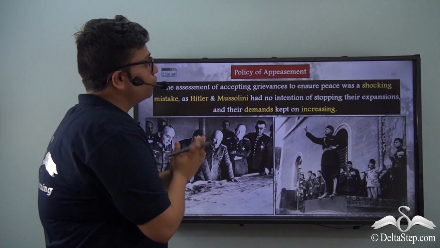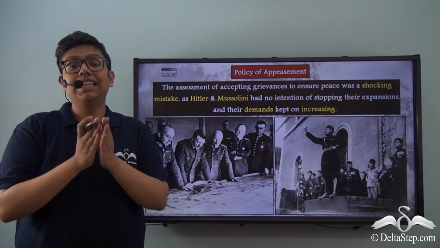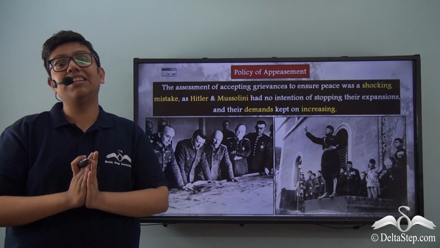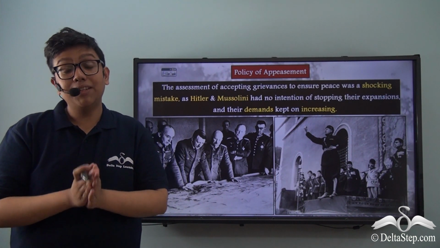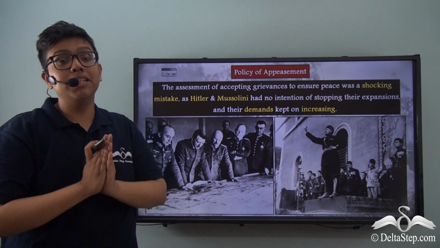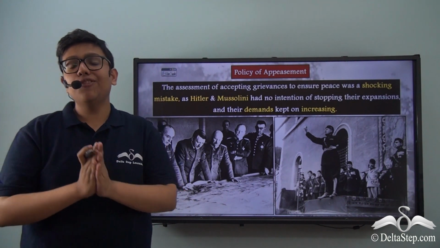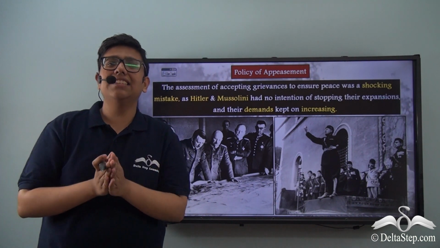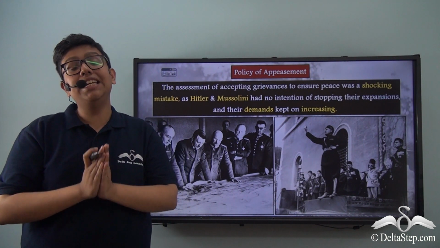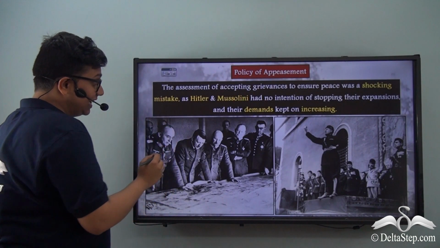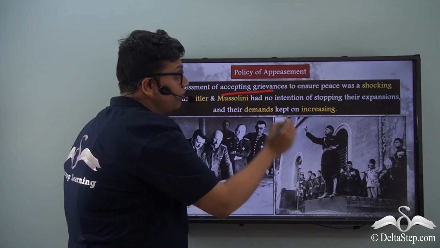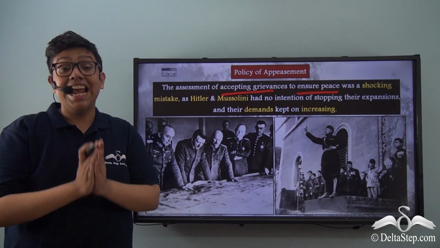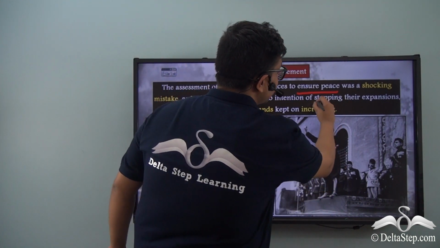The policy of appeasement was also adopted on a very simple understanding, that if the grievances of the people of these discontented countries are met, they would be satisfied and they would not continue with aggressions. Now, this is a fair assessment, but not when the people who are being assessed are aggressive and militant nationalists like Hitler and Mussolini. You see, for Hitler and Mussolini, expansion and imperialism was essential for a nation to survive. And they considered things like peace and negotiations to be weak concepts. Thus, this assessment made by the Allied nations of accepting grievances to ensure peace turned out to be a shocking mistake, as the leaders of these nations, Hitler and Mussolini, had no intention of stopping their expansions.